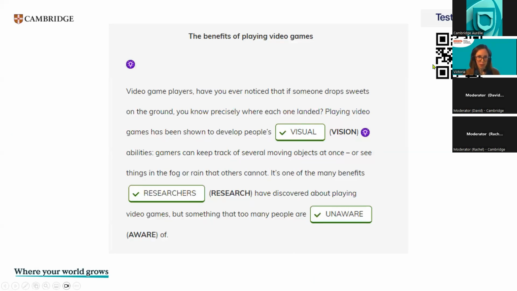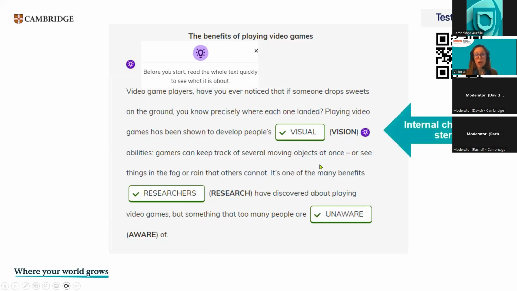So let's look at an example here. This example is taken from Test and Train, one of our learning tools, and as such, it gives us some tips. Here, for example, if you click on the light bulb, you will see that it is advising you to read the whole text quickly to see what it is about. Right, so here you can see that the options are displayed, and the correct answer is displayed. This is because I wanted to show you some examples of what I meant.